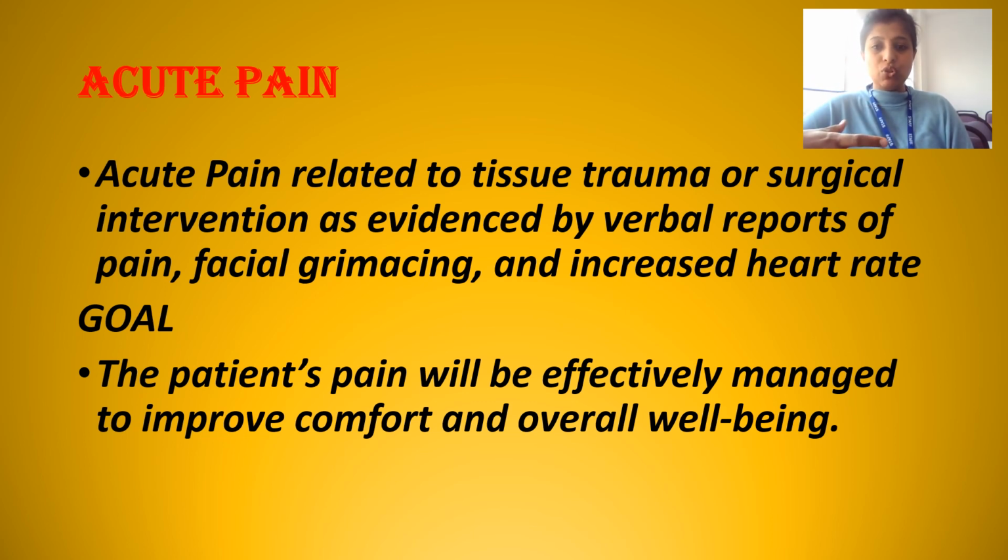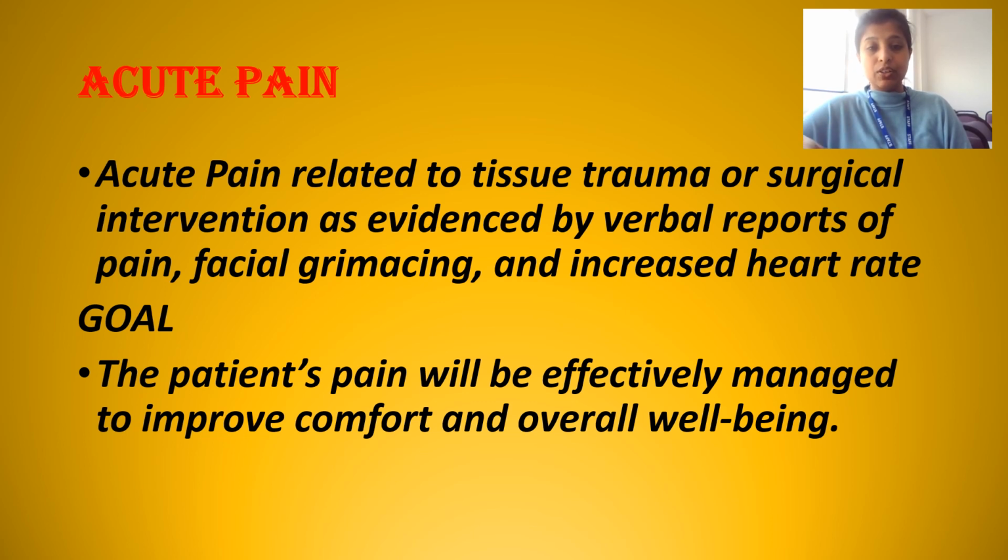If the patient is having some tissue trauma, you can write acute pain related to tissue trauma as evidenced by verbal report of the patient. The patient will complain, I have pain in this so and so area. If there are any surgeries you could see on the patient's body, you can write surgical intervention. So if there is only surgical intervention, you can write acute pain related to surgical intervention, or if there is only a trauma and minor wound dressing and that kind of thing, you can write acute pain related to tissue trauma. No need of writing surgical intervention.